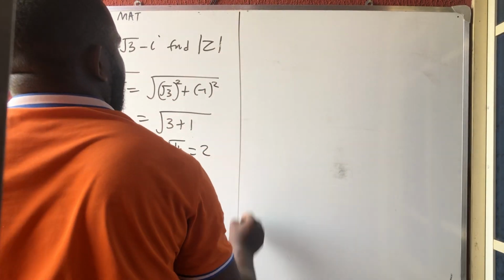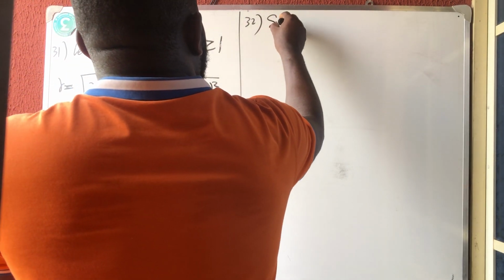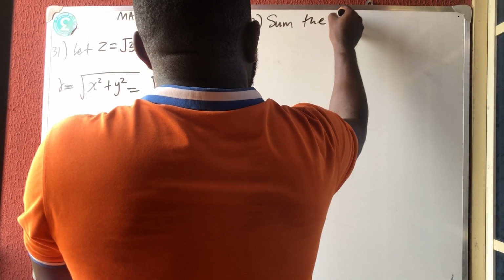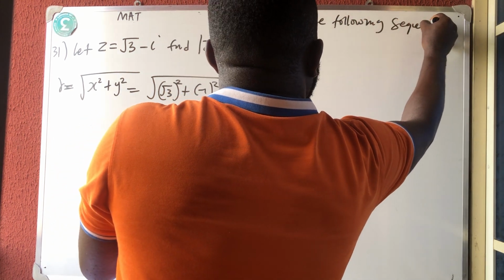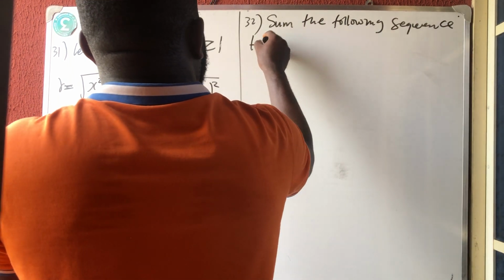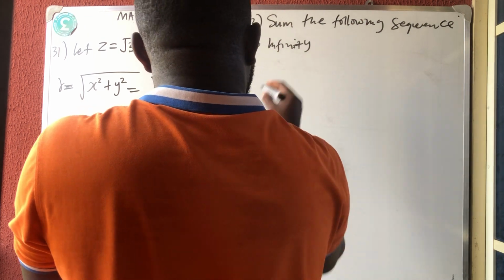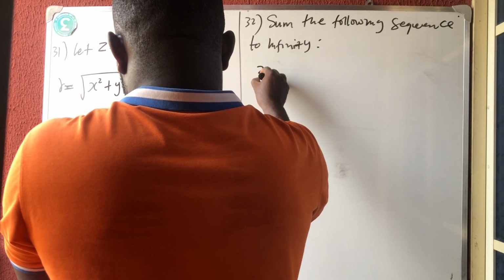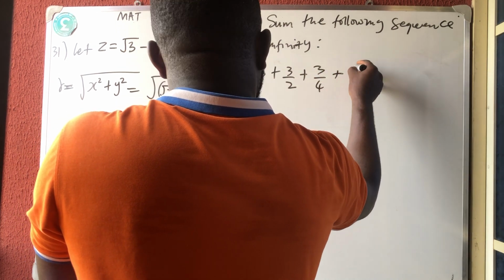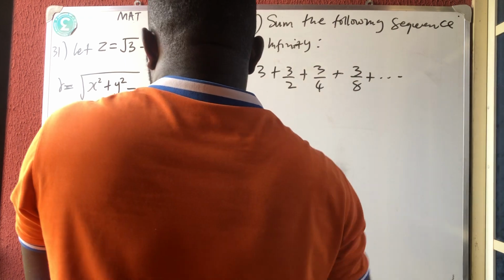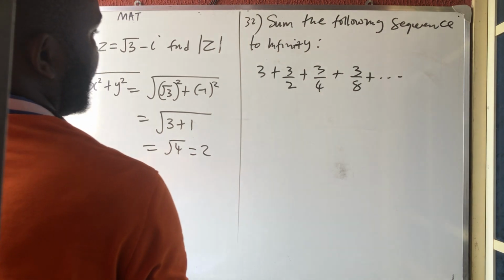Number 32. Number 32 said sum the following sequence to infinity. They said 3 plus 3 over 2 plus 3 over 4 plus 3 over 8 plus ... In fact, even if they didn't tell you to sum to infinity, as far as it does not have end, we are summing to infinity.